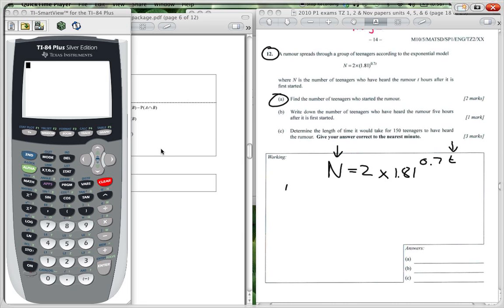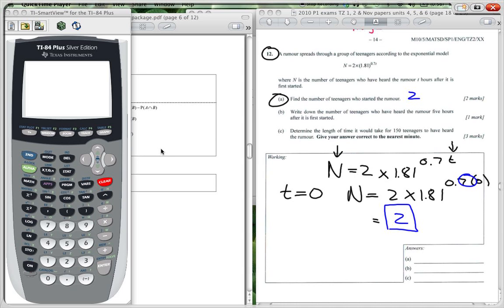So to start, we say t is equal to 0. So we're going to get N is equal to 2 times 1.81 to the power 0.7 times 0. Now 0.7 times 0 is equal to 0, and 1.81 to the power of 0 is 1. So your answer is going to be 2 times 1, which is 2.